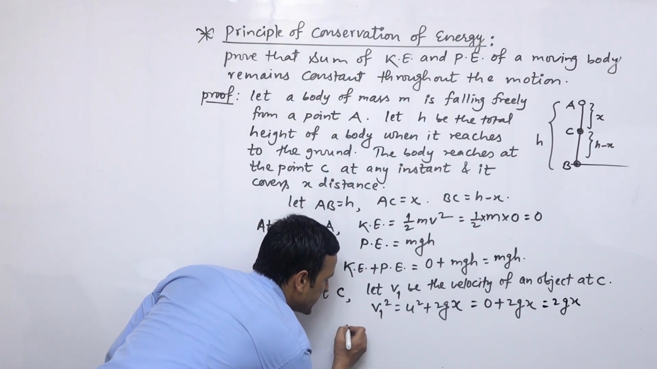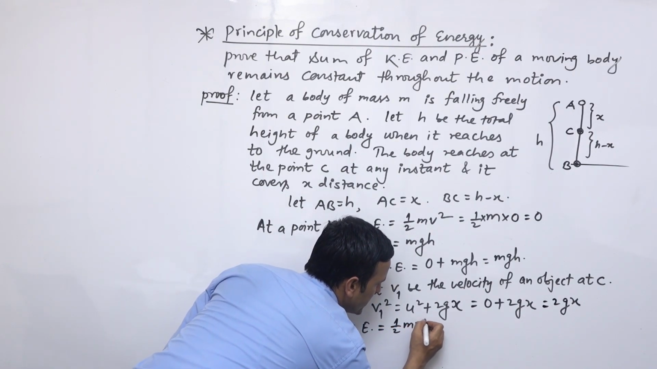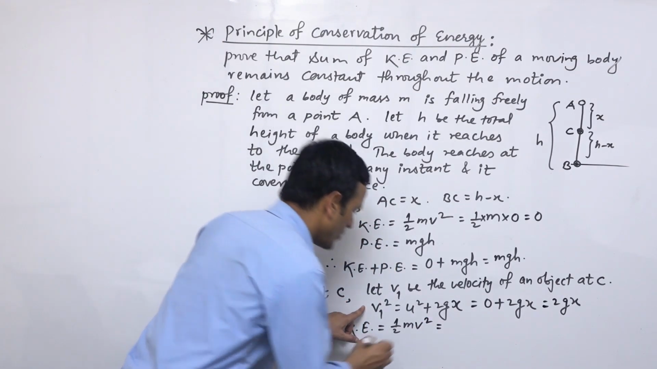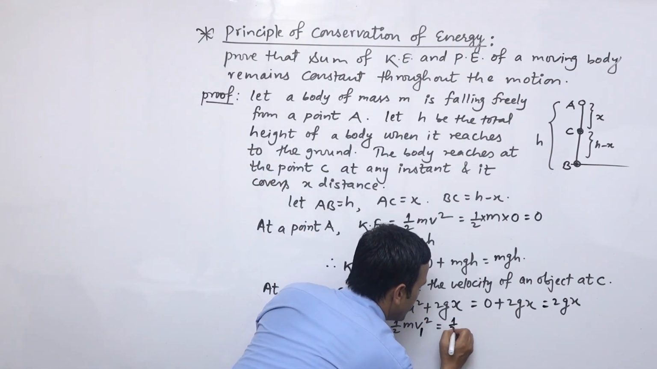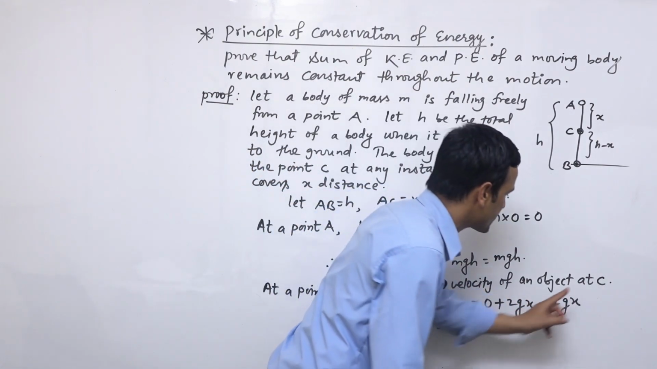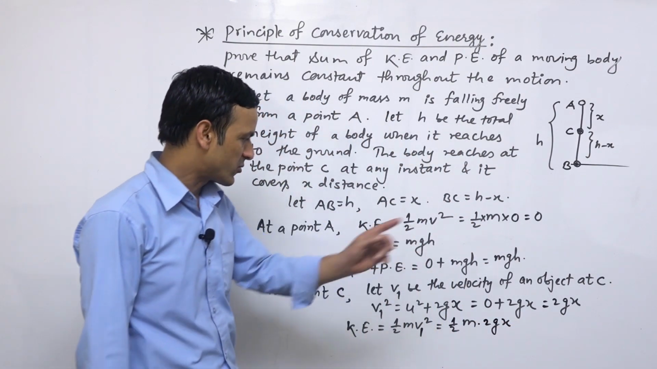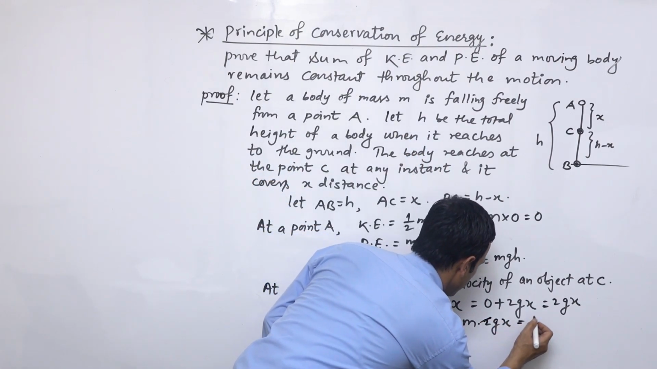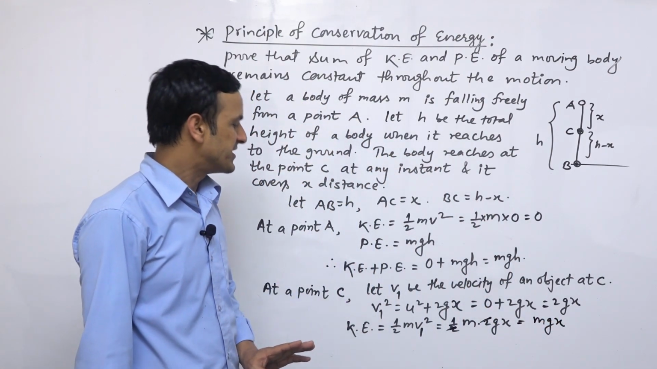And let's see kinetic energy. Now kinetic energy is equal to half mv square, where v is velocity. So here is v1, so write down half mv1 square. Half is half, mass is the same, and the value of v1 square we have already calculated: 2gx. So write down 2gx. 2 and 2 cancel, and finally we get mgx. So this is kinetic energy.